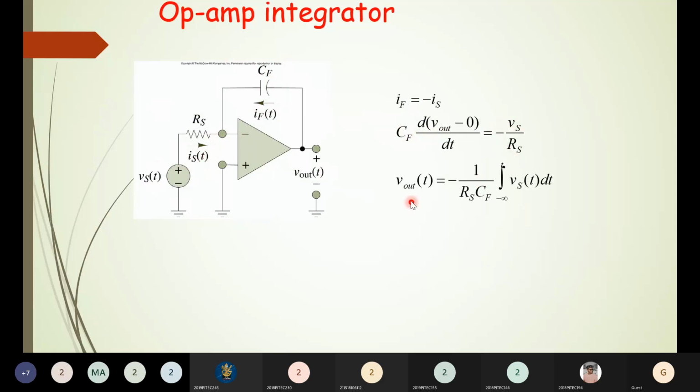So rearranging, you'll get output is equal to minus 1 by RS CF times the integration of the input. Can you see this now? Output is the integration of the input by a factor 1 by RS CF. Okay.